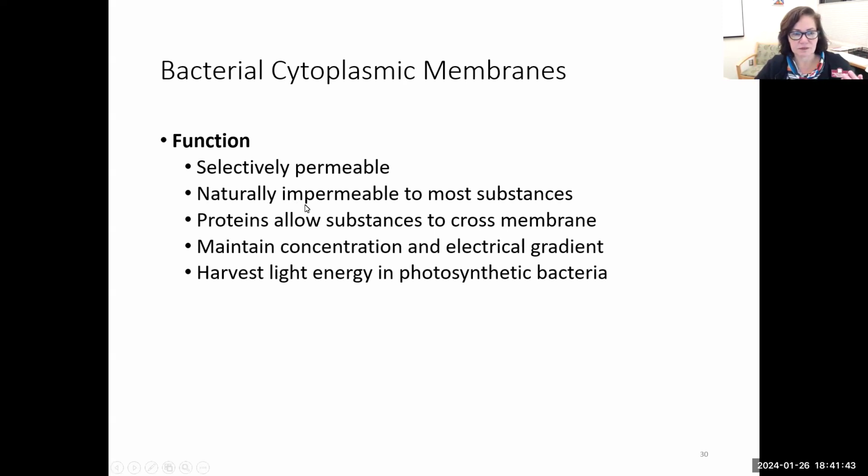Most things are not going to be able to get through this phospholipid bilayer. But because we have built these proteins into the membrane, those allow movement through the membrane. I think of them as like doggy doors. I'll show you what I'm talking about. This helps to maintain concentration gradients. That is, there's more of something on the inside of the cell and more of something else on the outside of the cell. I'll show you. And there are some photosynthetic bacteria that can do photosynthesis using this membrane.